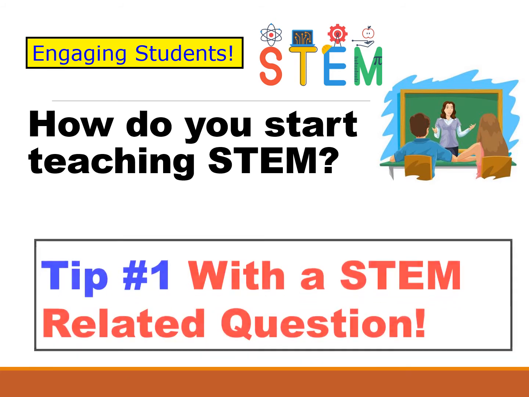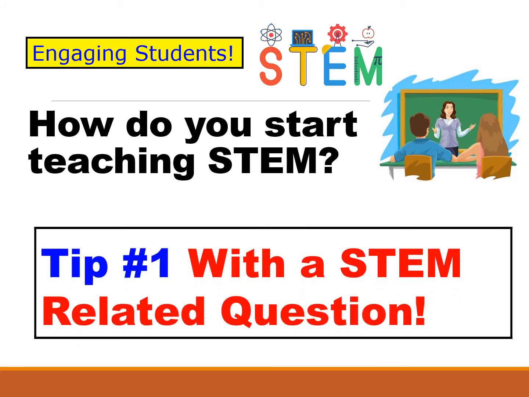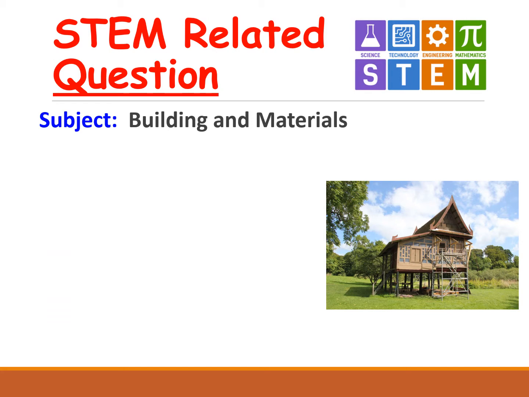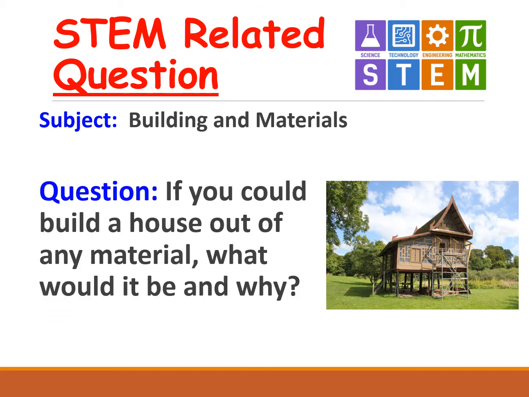Well, tip number 1 is with a STEM related question. So a good way to start teaching STEM is with a STEM related question. For example, the subject is building and materials, and the question is, if you could build a house out of any material, what would it be and why? This is an engaging question for students to think about. So tip number 1, you start with a question.